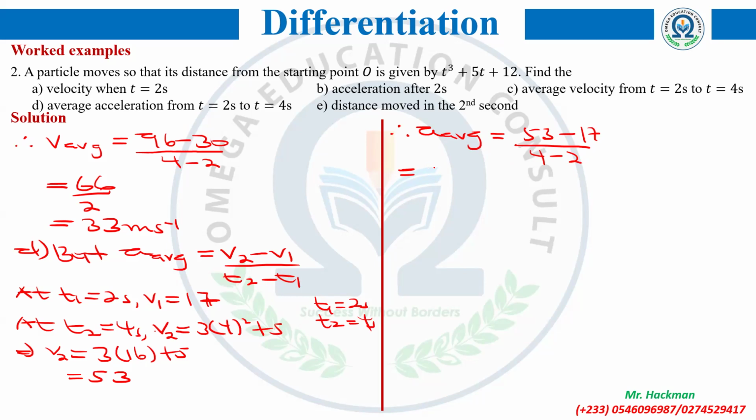So that gives us 53 minus 17, which is 36. 36 over 2, which gives us 18 meters per second squared. 18 meters is acceleration per second squared. Okay, so we are done.